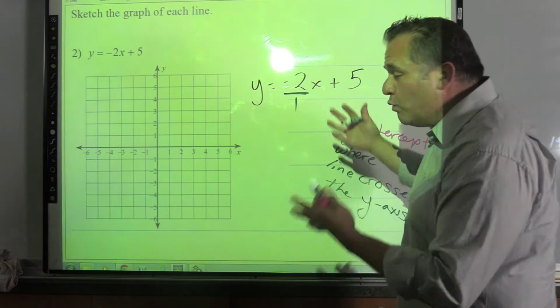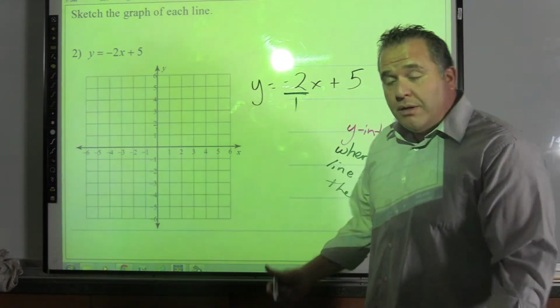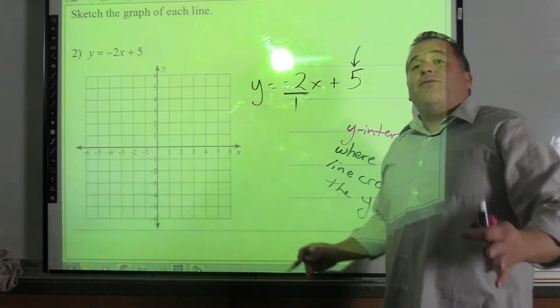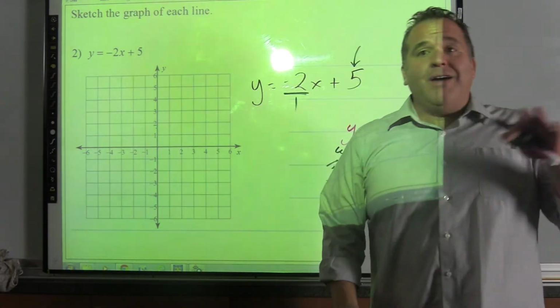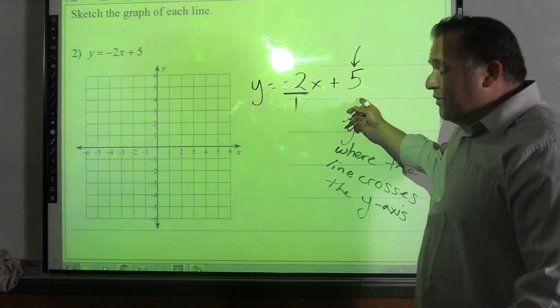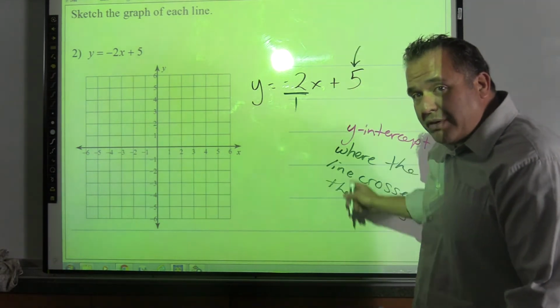Now, we're going to graph. Well, what do we graph first? We graph the y-intercept first. Does this 5 tell me to go up 5, down 5, left 5, right 5? Well, remember what I said. This always tells you to go up or down.